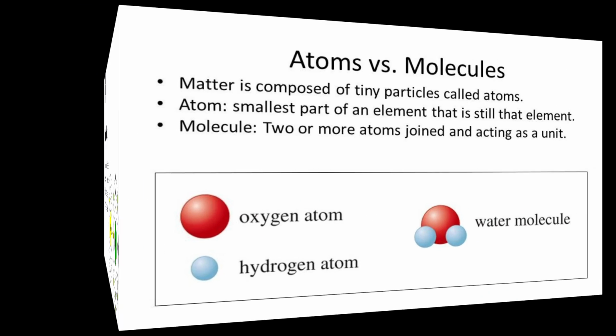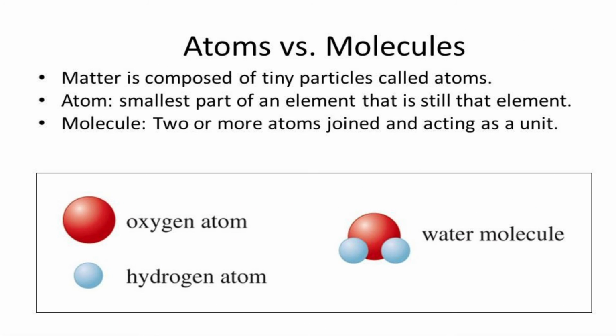Now let's have a little recap on what we have learned today. Today we have learned about atoms, molecules, and we have recently understood our chemical bondings, and I'm pretty sure you all understood it. So we know that matter is composed of tiny particles called atoms. And atoms are the smallest part of an element that is still that element.